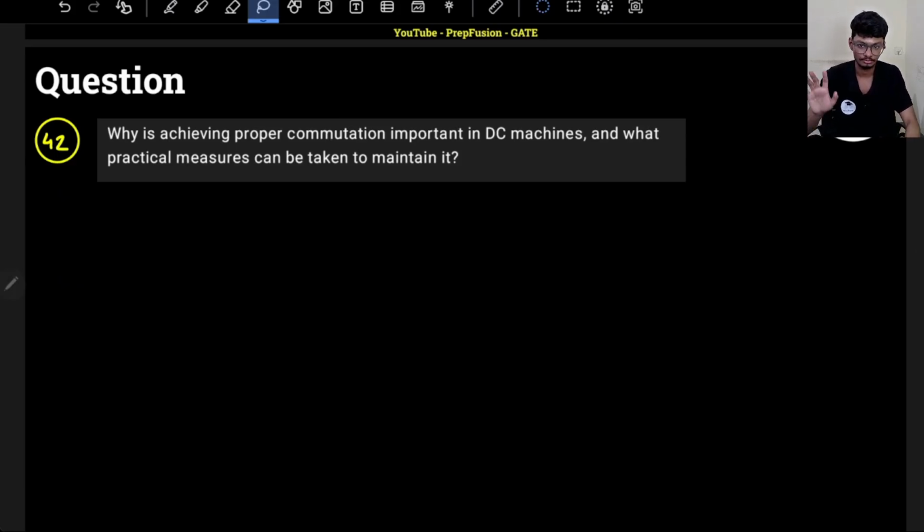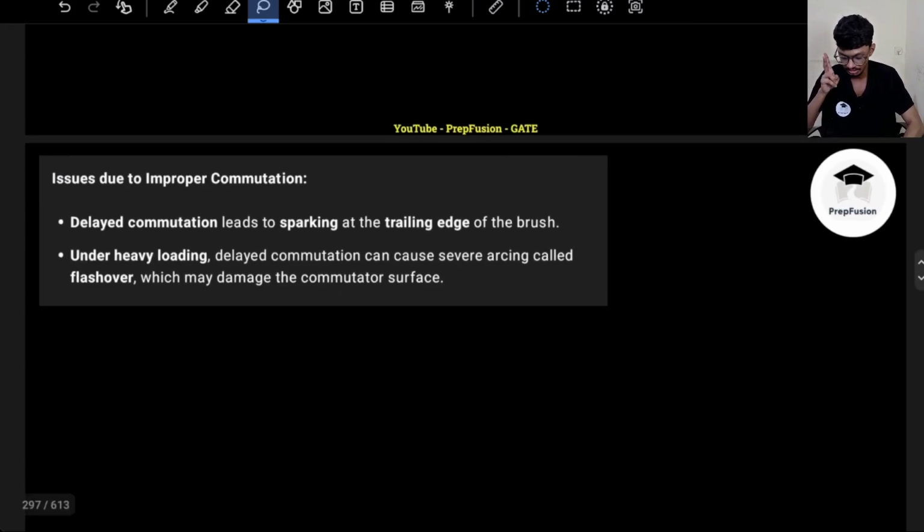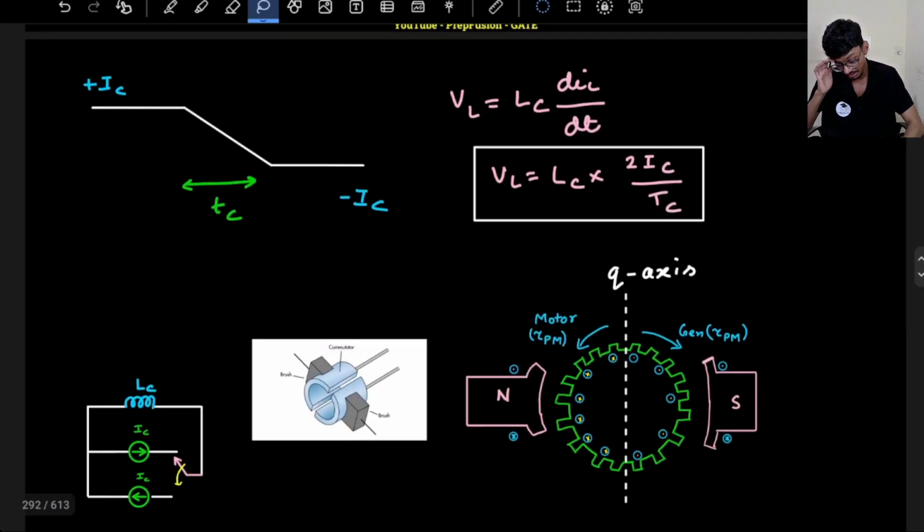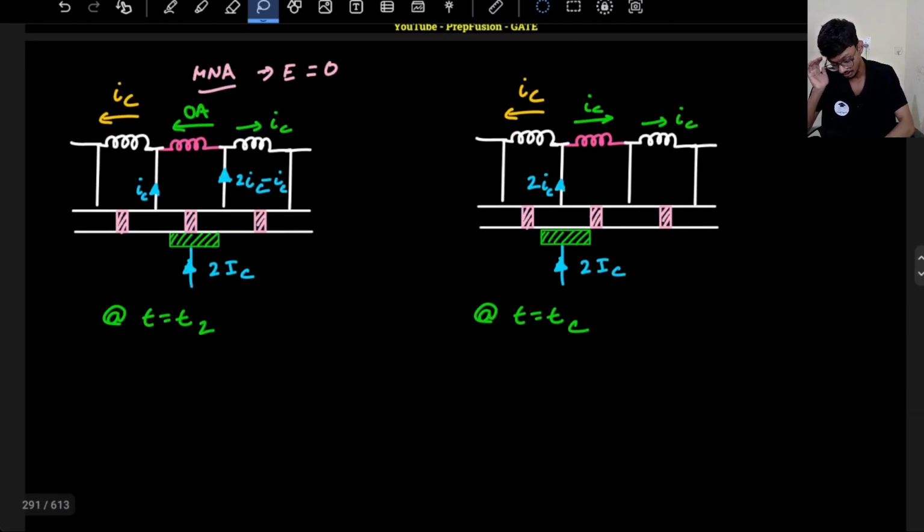Now let's do a bit of theoretical question. Here they are asking why achieving proper commutation is important in a DC machine, and what practical measures can be taken. Improper commutation can happen due to two things. One is delayed commutation. If there is delayed commutation, what will happen is the current is not zero when the air gap comes.